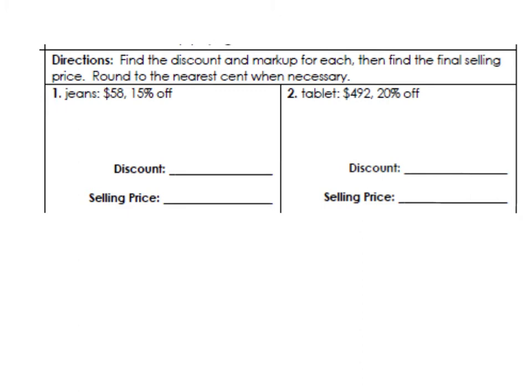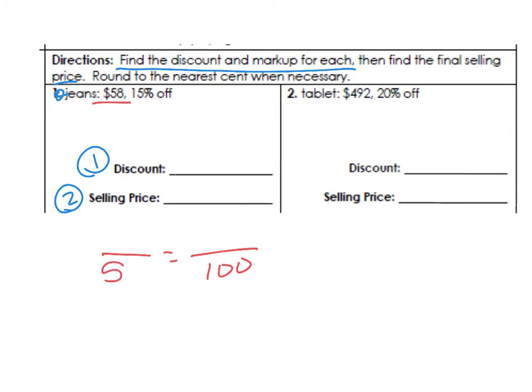So let's go ahead, and it says read the discount and markup for each, then find the selling price. On your homework, even though this says number 1, this will be number 1 and the selling price will be number 2. So let's start with our percent proportion. The jeans are normally $58. That's going to be our original price, and they are 15% off. So the first thing we want to find is our discount.